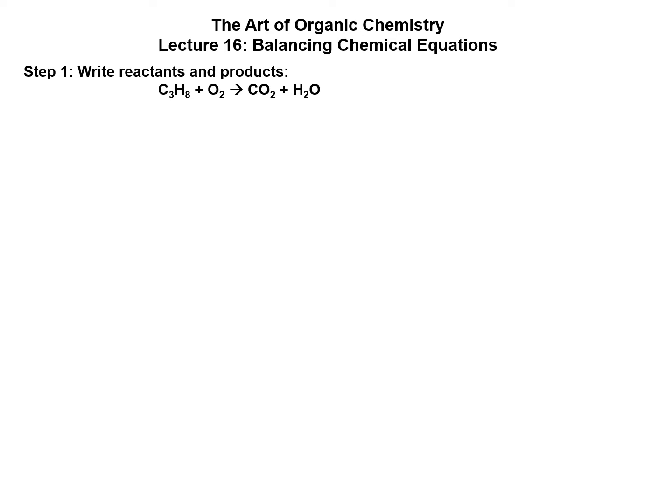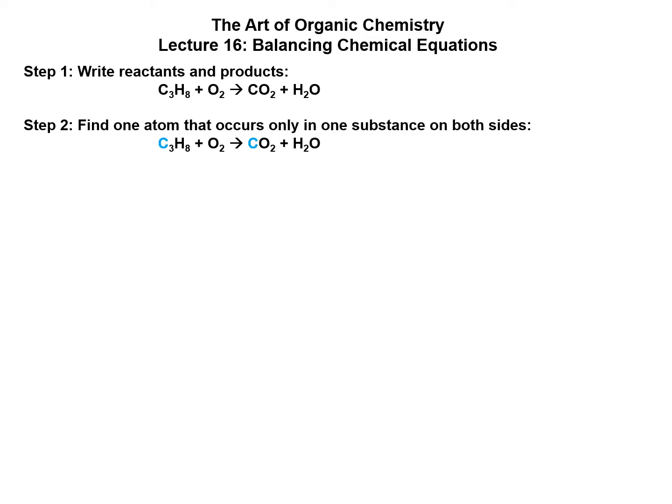Hi, welcome to Lecture 16, Balancing Chemical Equations. The systematic approach to balancing equations consists of several steps. The first step is to write the equation with the reactants and the products. Reactants are on the left side, products are on the right side. Here we have propane plus oxygen equals carbon dioxide plus water.